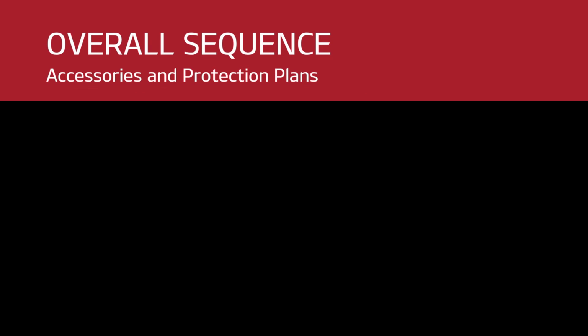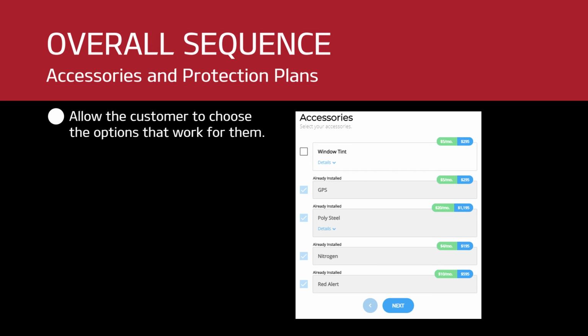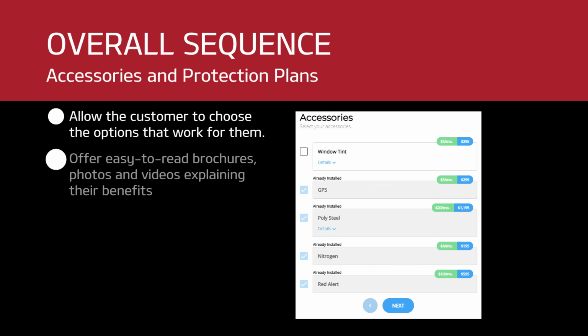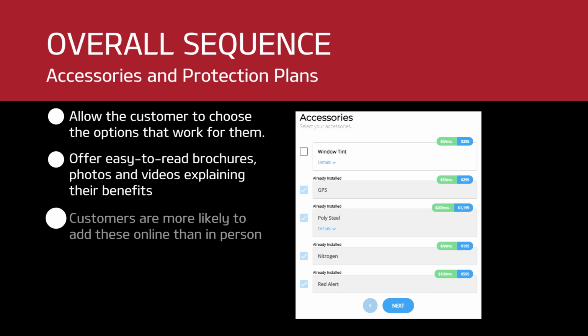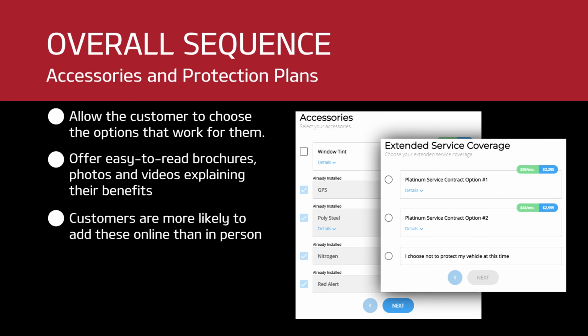When it comes to accessories, allow the customer to choose the options that work for them. Offer easy-to-read brochures, relevant photos, and other information about available accessories. Videos are a great place to explain these. Customers will often add more accessories when buying online rather than in person. The same can be applied to protection plans.